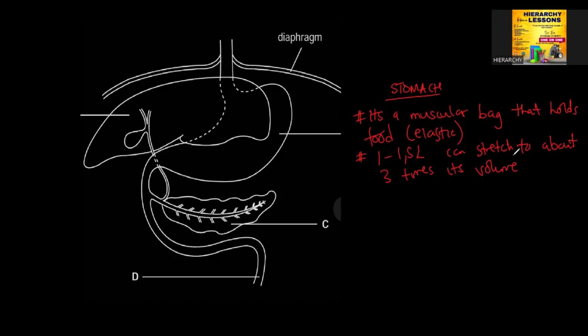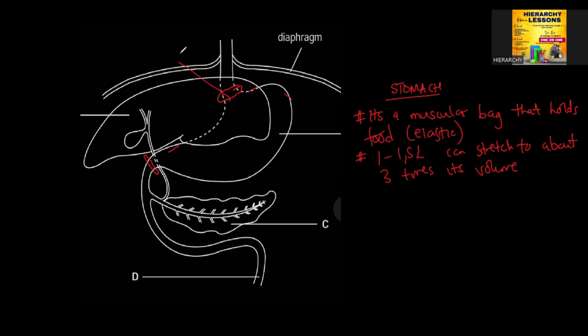This is the stomach here, from the esophagus here. This is the body of the stomach, and then this is the fundus. What you need to know is that there are sphincters here, at the junction between the esophagus and the stomach, and here at the junction between the small intestine and the stomach.